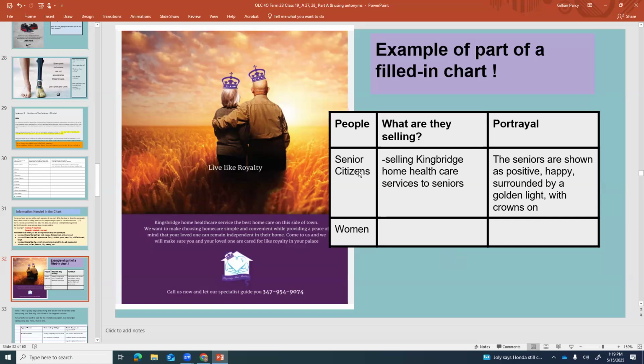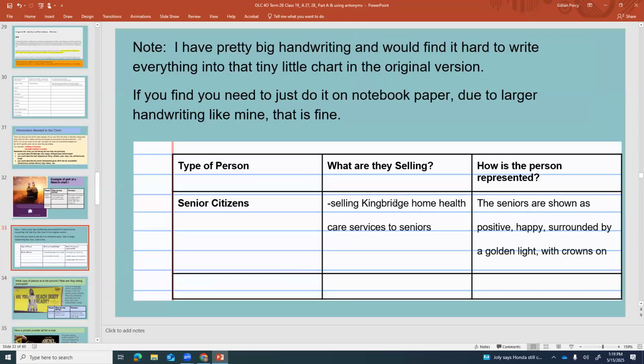Now, some people find this chart a little bit too small for their handwriting. You're welcome to just remake the chart on some lined paper if that works for you. I have pretty big handwriting myself and would find it really hard to write neatly in that little chart. That is important. Please don't write so small that I can't read it or so messy that I can't read it. Okay, super important.